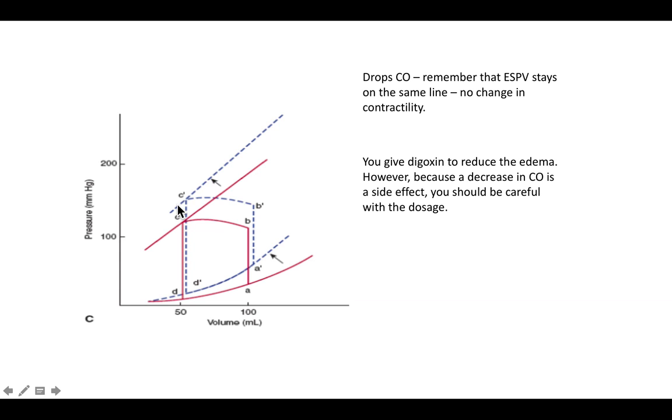Now, we give digoxin to reduce edema. So in George Papadakis' case, we're giving it to him so he can breathe. We've got to get rid of the fluid in the lungs. So digoxin's a good thing in that respect, but you should be aware of the fact that you need to be careful with the dosage, because you're also decreasing the cardiac output when you do this by decreasing the preload. And so you don't want to give too much of it, or you'll cause a bigger problem with the heart than already exists, in an effort to get that fluid out of the lungs.